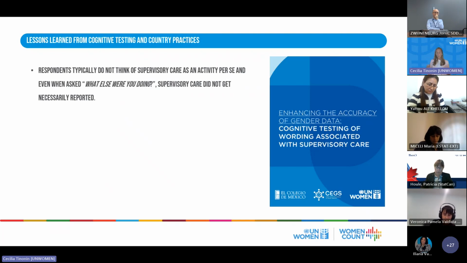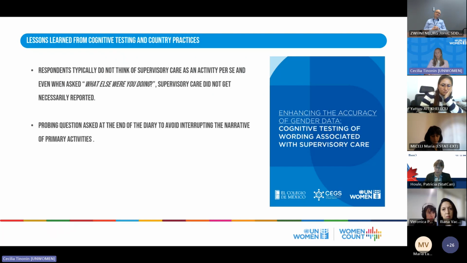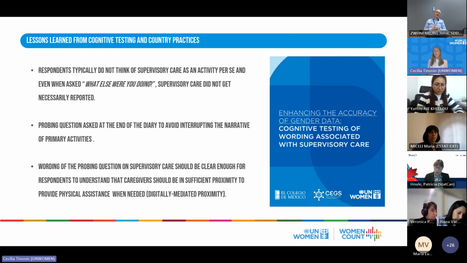There is obviously also a strong social norm component. And when asked "what else were you doing," which is a typical design, as we all know, in a time-based survey, supervisory care did not necessarily get reported. Probing questions asked at the end of the diary were critical to avoid interrupting the narrative of primary activities. Also, the wording of the probing question on supervisory care should be clear enough for respondents to understand that caregivers should be in sufficient proximity. And this was a result that also informed the development of the definition.